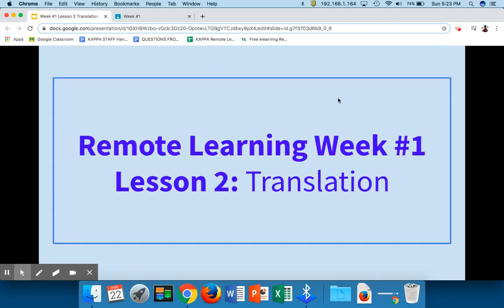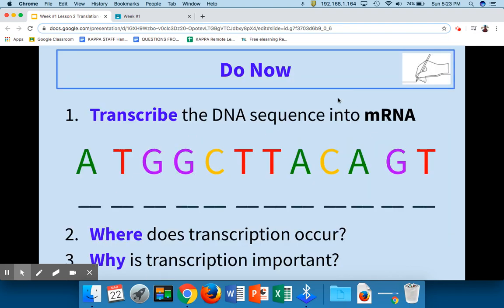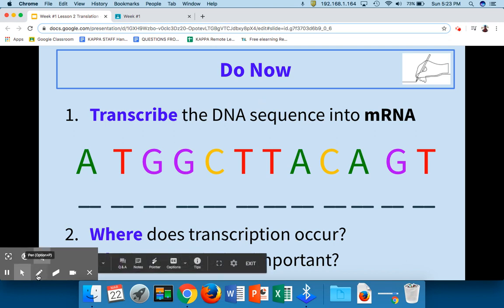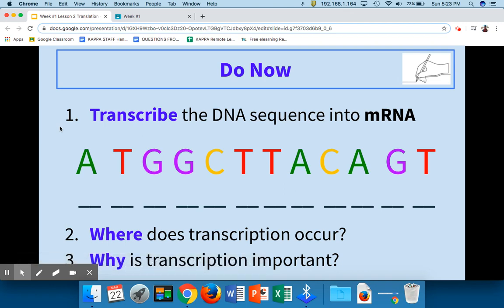All right, so the do now for today. 1, transcribe the DNA sequence into mRNA. 2, where does transcription occur? And 3, why is transcription important? So you guys can pause the video right now and try questions 1, 2, and 3. Again, you should have your notebook or piece of paper, and whenever you see this symbol in the top right, that means you are writing.